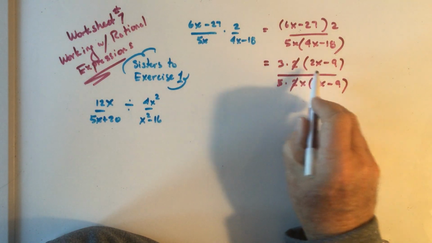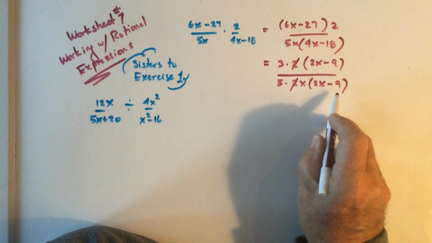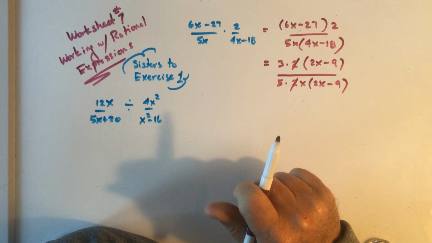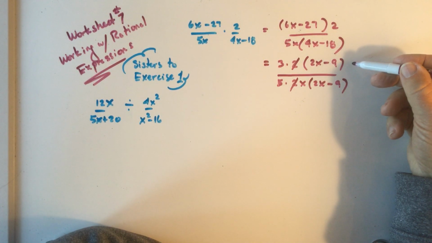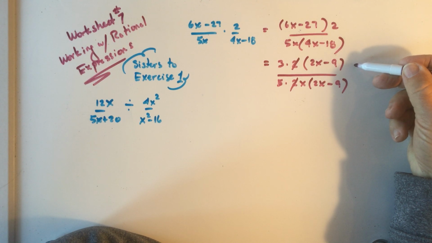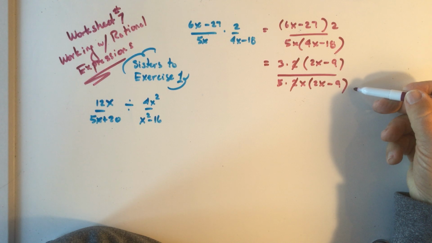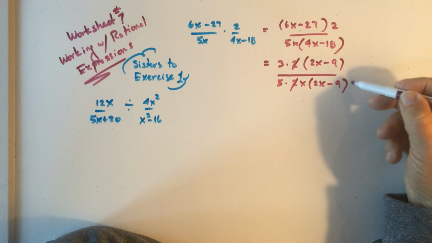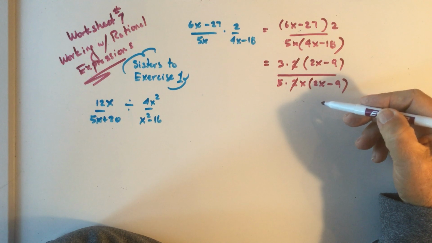Right now I've got 3 times this parenthesis, 5x times this parenthesis. Notice that those two are the same. Okay, so every factor on the top, i.e. this factor, contains a factor of 2x minus 9. Every factor on the bottom, i.e. this factor, contains a factor of 2x minus 9. Every term on the bottom contains a factor of 2x minus 9. So I can cancel these guys.